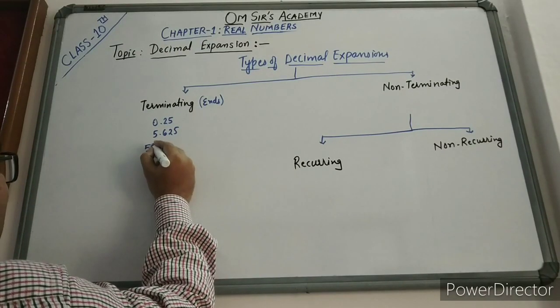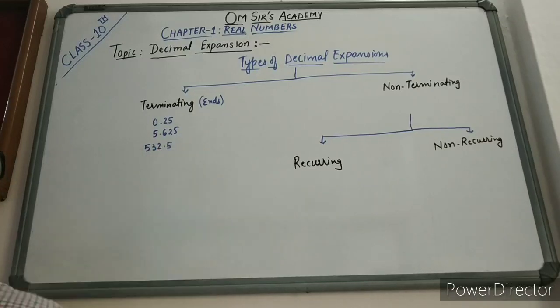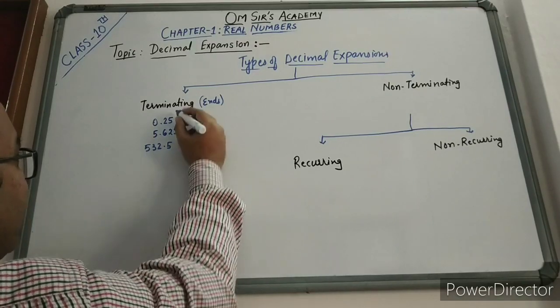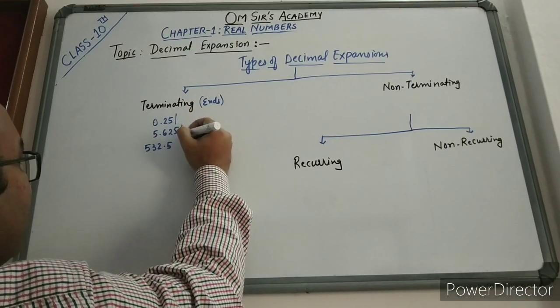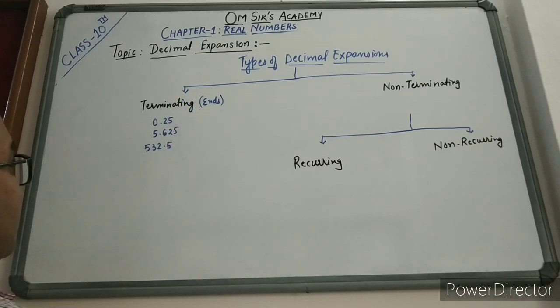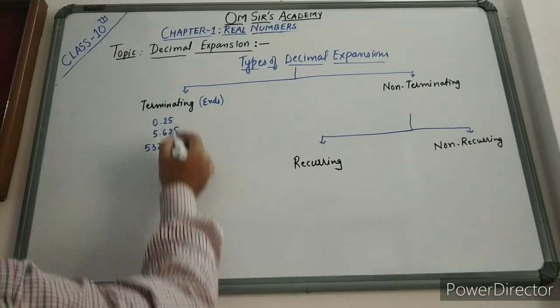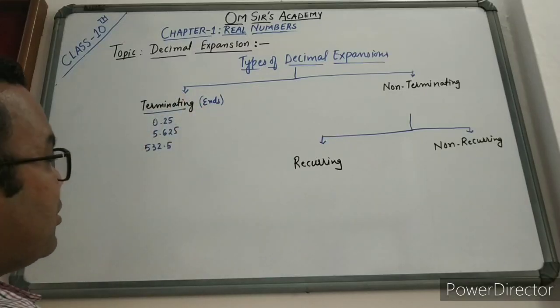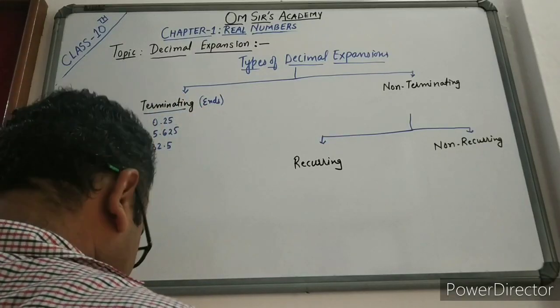Then 532.5 is also a terminating decimal expansion. Why terminating? Because nothing is continued. Here the end comes. Is it clear? So that's why they are called terminating decimal expansions. Then comes non-terminating decimal expansions.